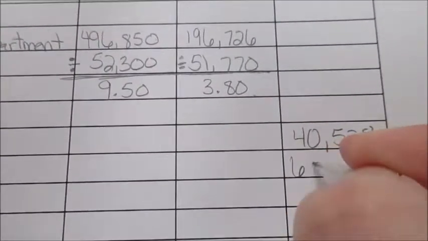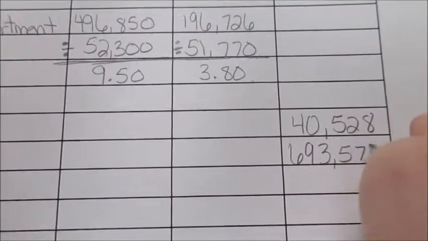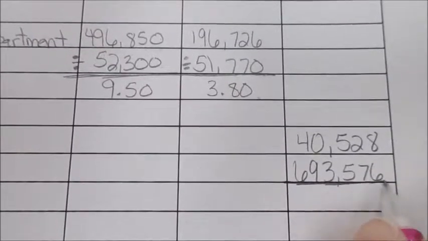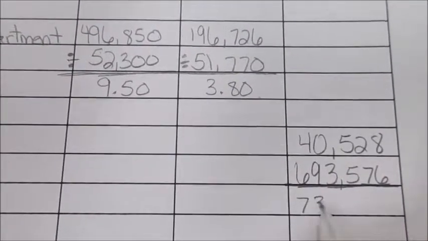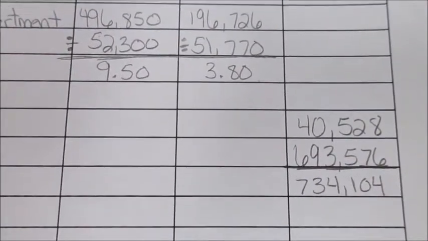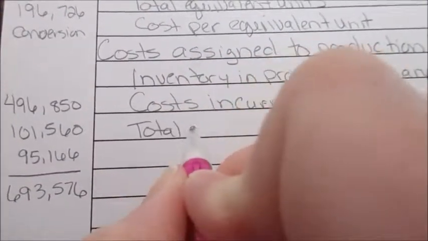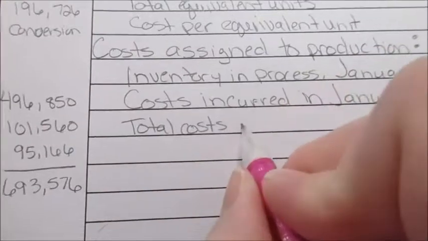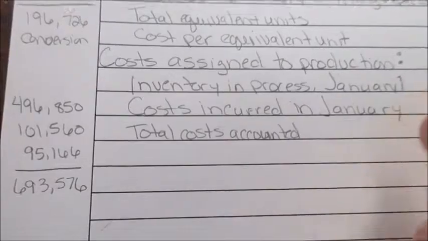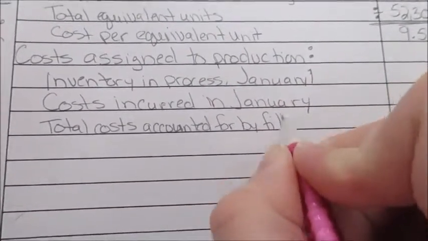Okay, so this is the cost that we incurred in January, so that's going to come over here. We're going to put a line under this, and we're going to add those two numbers together. We get $734,104. And that gives us our total costs accounted for by the filling department.